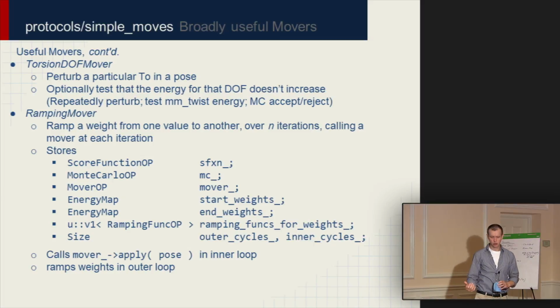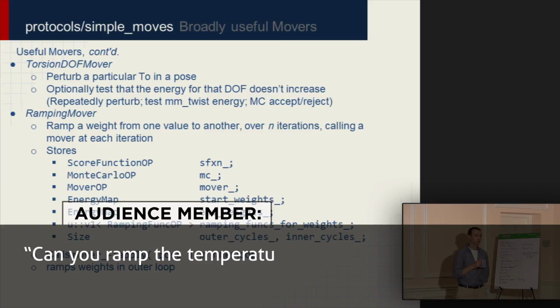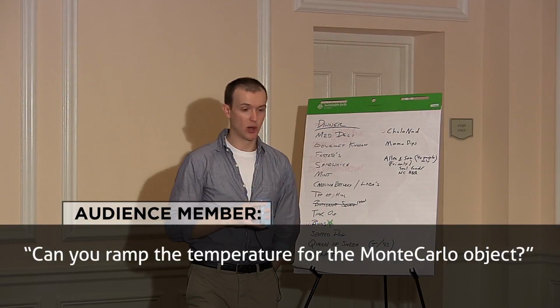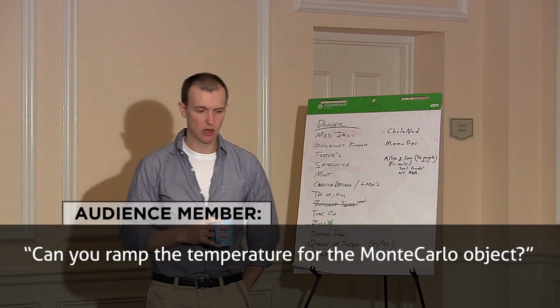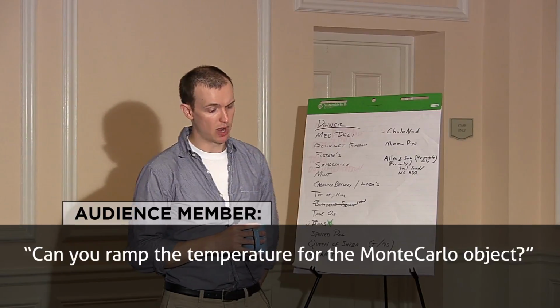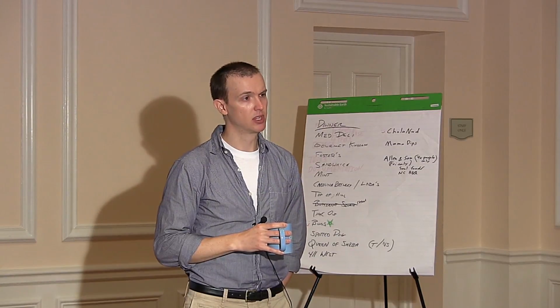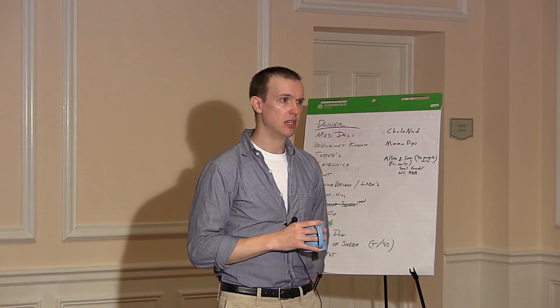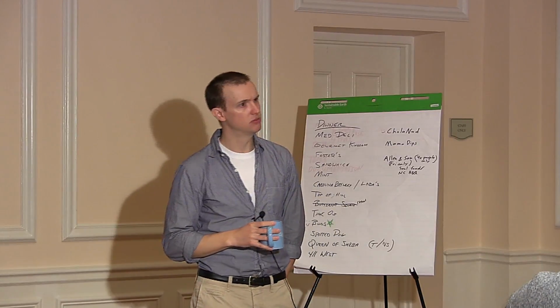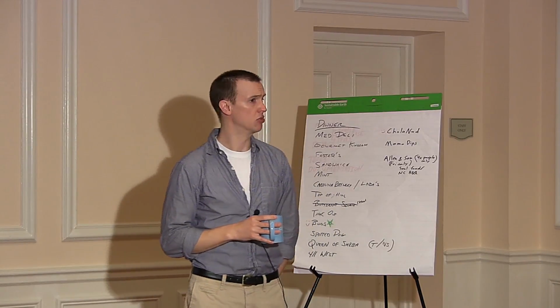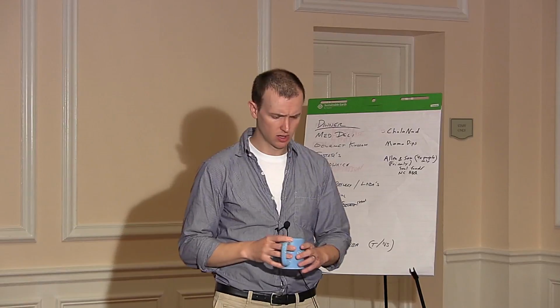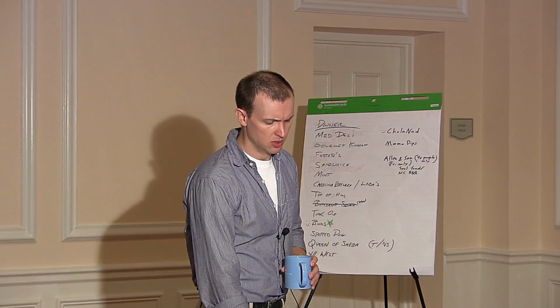And then it has two unsigned integers, outer cycles and inner cycles. Joe asked, can you ramp the temperature of the Monte Carlo object here? The ramping mover doesn't ramp temperature. But that's an interesting idea, to add that functionality to this mover.